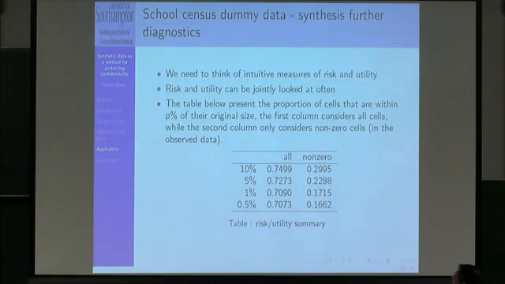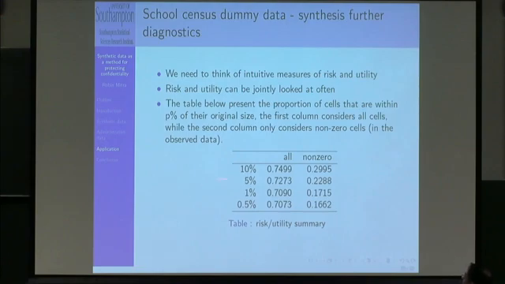And just one other thing, we can think about intuitive measures of risk and utility, so we could look at them jointly. This table presents the proportion of cells that are within p% of their original size. The first column considers all cells, whereas the second column only considers the non-zero cells, because you can see the zero cells inflate everything.